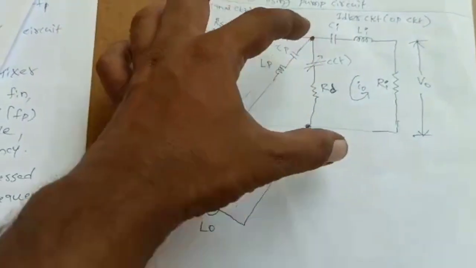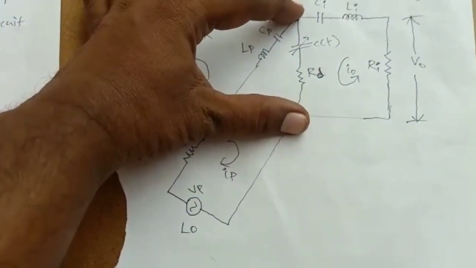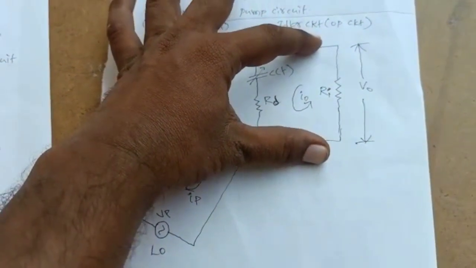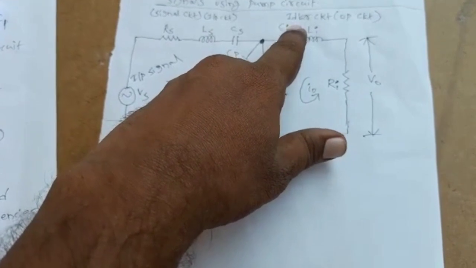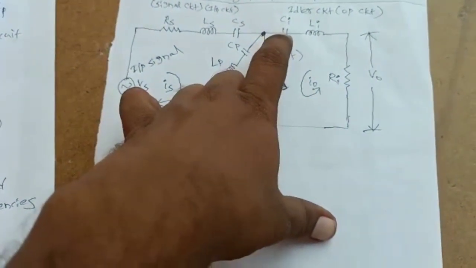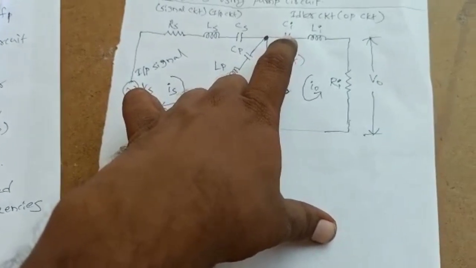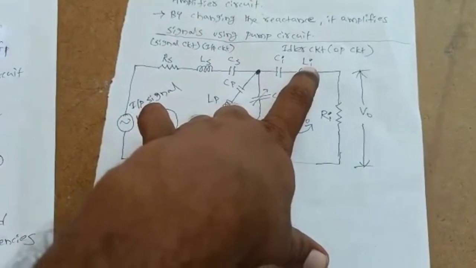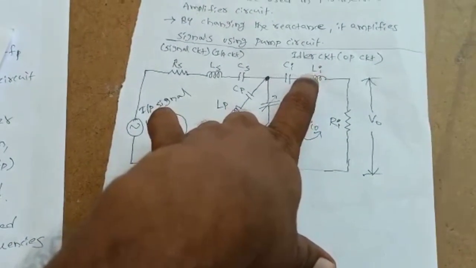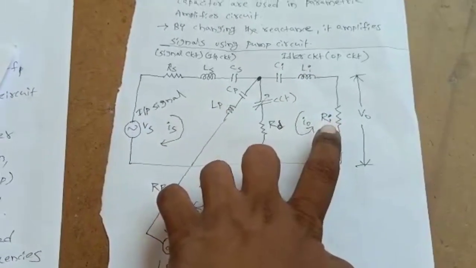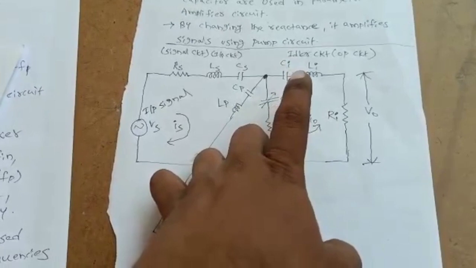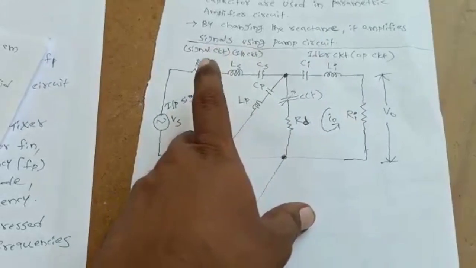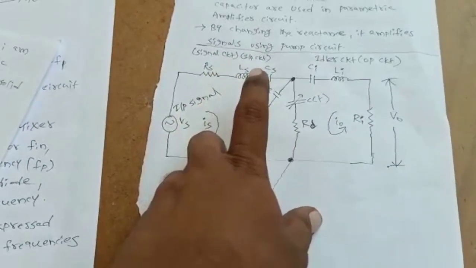Next, this is the main part of the parametric amplifier circuit, and this part is called the output circuit. The output circuit is also called the idler circuit. The components of the idler circuit are CI, the idler circuit capacitance, LI, the idler circuit inductance, and RI, the idler circuit resistance. If I say idler circuit, understand that it is the output circuit. If I say signal circuit, understand it is the input circuit.